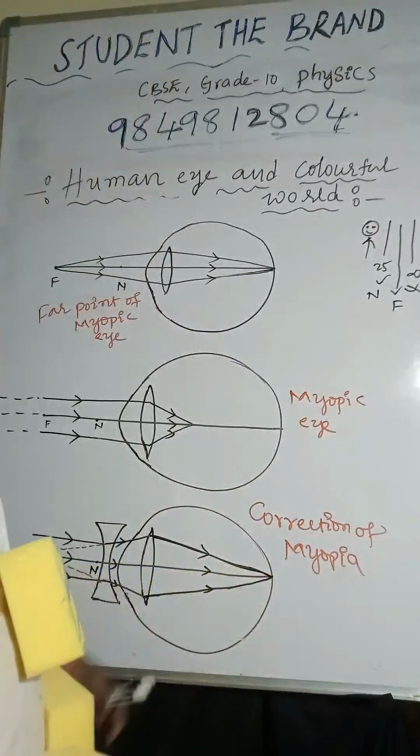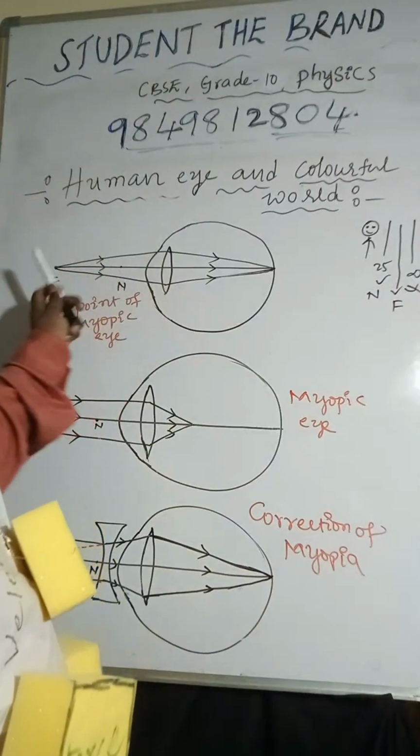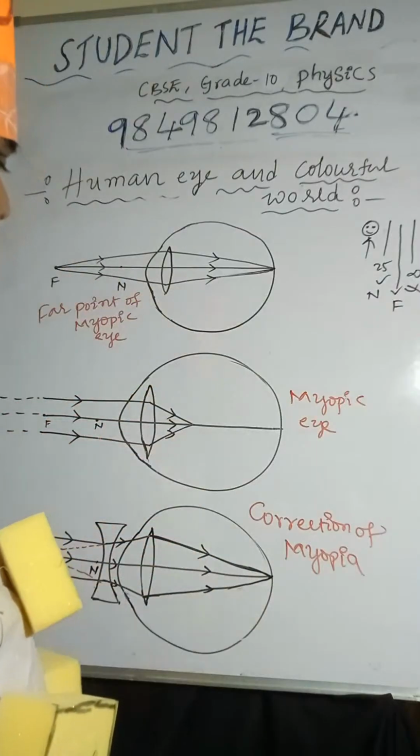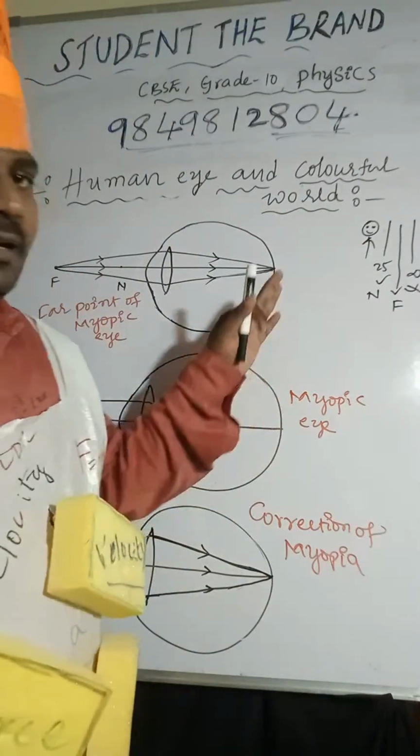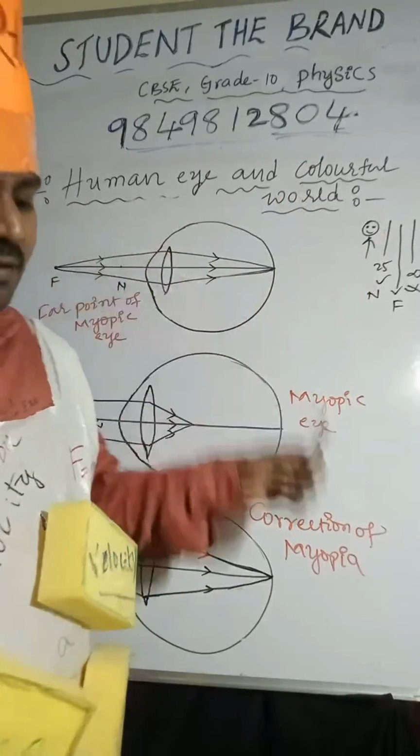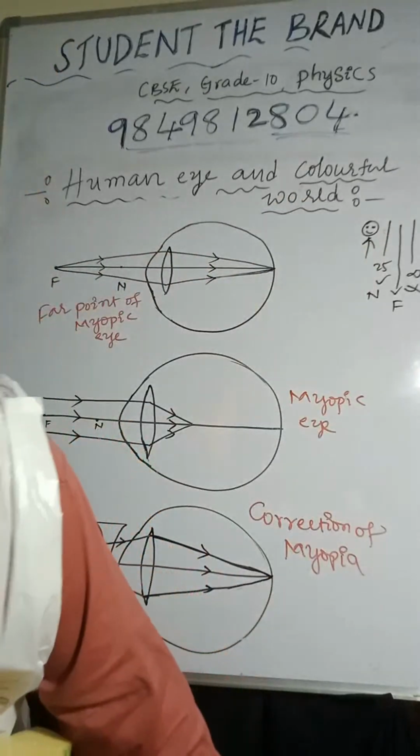Now, I hope it is very clear. Far point of myopia and correction of myopia, done. Situation and diagram, that's enough. Now we'll discuss one more.